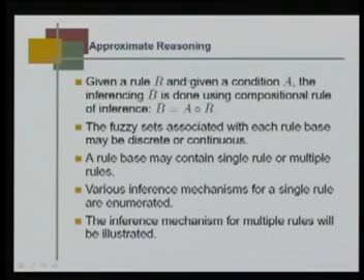So, given a rule R, where R is the relational matrix associated with a specific rule, and given a condition A, the inferencing B is done using the compositional rule of inference, B equals A composition R. The fuzzy sets associated with each rule base may be discrete or continuous, that is, A and B may be discrete or continuous. A rule base may contain a single rule or multiple rules. If it is continuous, I can't define what R is, the relational matrix, because it will have infinite values. So, R is not defined. That is why for continuous, we apply the compositional rule of inference, but the method to compute is different.